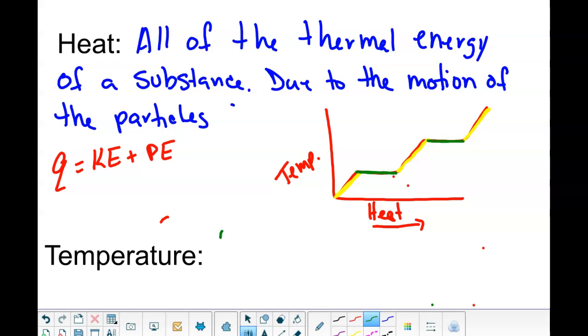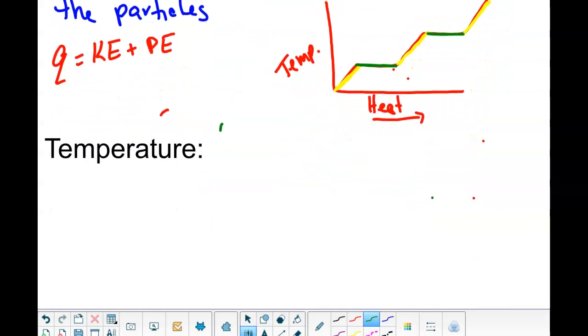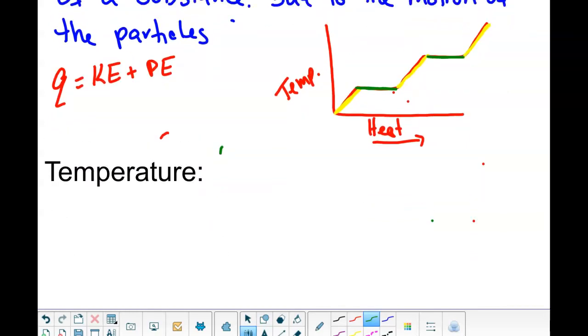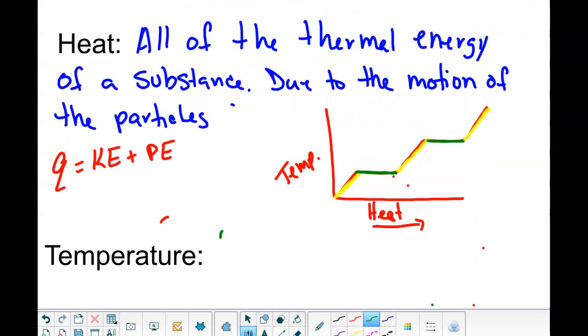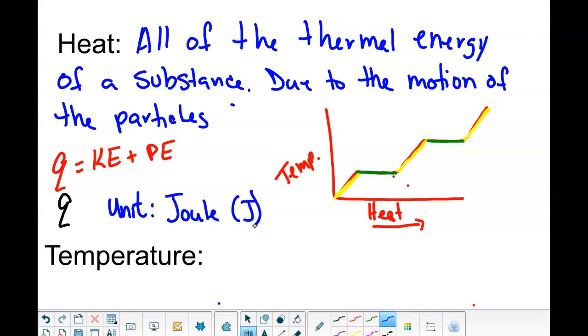Or is this a potential energy change where the position of the particles is changing? All right, so now we're going to go ahead and define temperature. Oh, I'm sorry, let's put this here first. Heat has the symbol of Q. And the unit for heat is a joule. And joule has the abbreviation of a J.